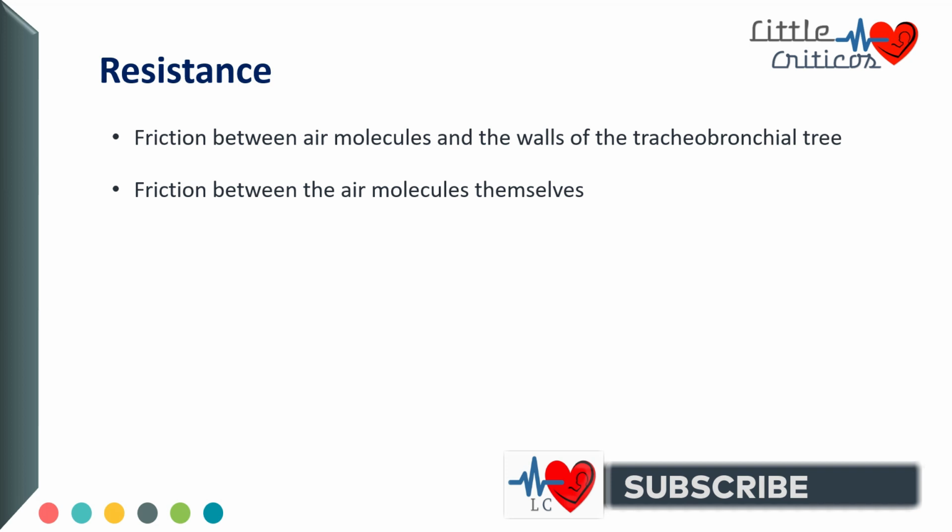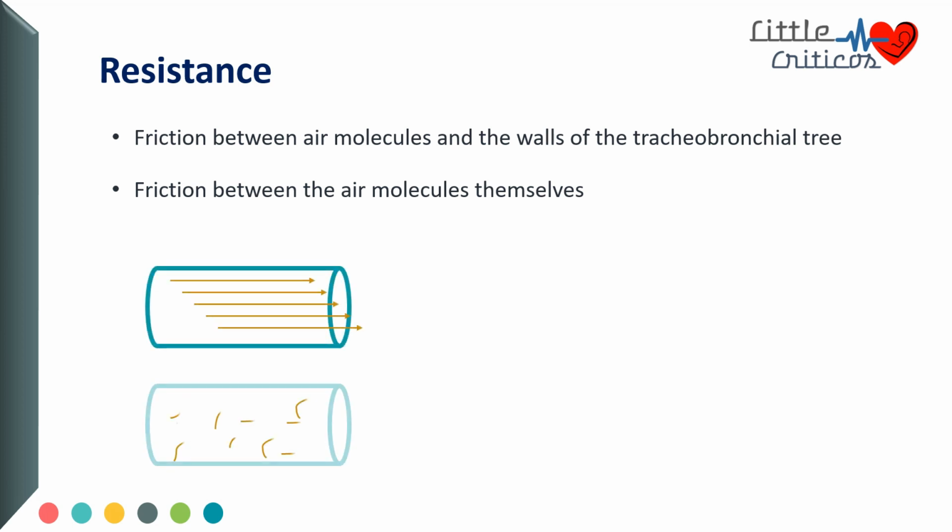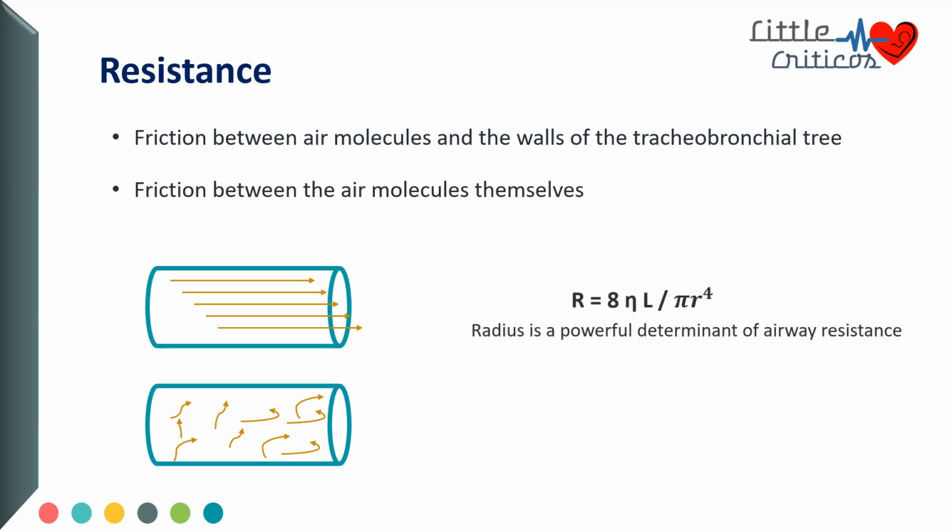Resistance is due to friction between air molecules and the walls of the tracheobronchial tree and the friction that exists between air molecules themselves. It can be linear or turbulent. The turbulence of airflow depends on the viscosity of the gas, the length of the tube, and the radius of the tube. Radius is a powerful determinant of airway resistance as it is inversely proportional to the fourth power of radius. In a ventilator, resistance is determined by the formula PIP minus Pplat divided by flow.